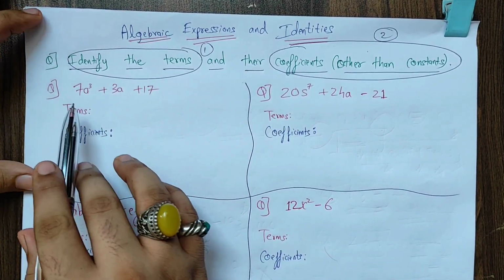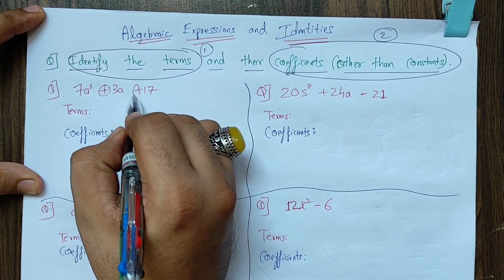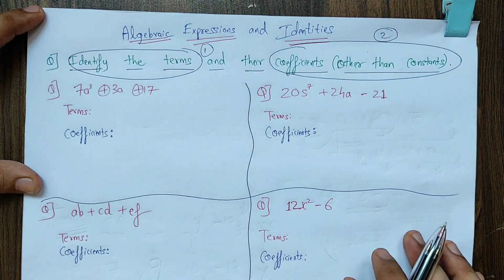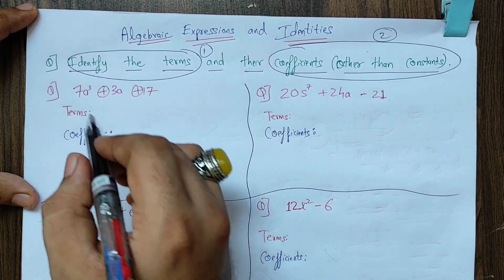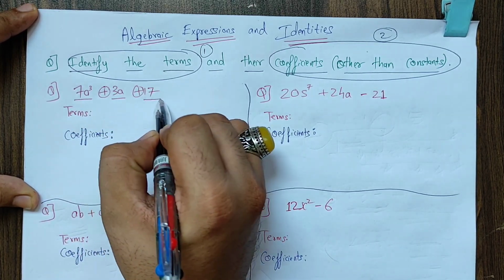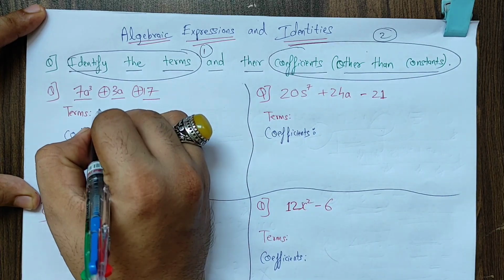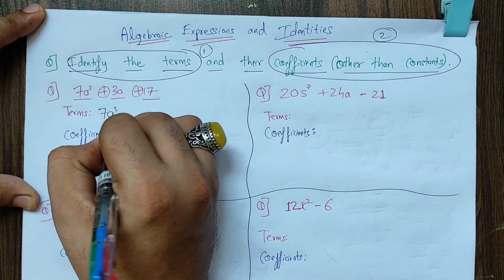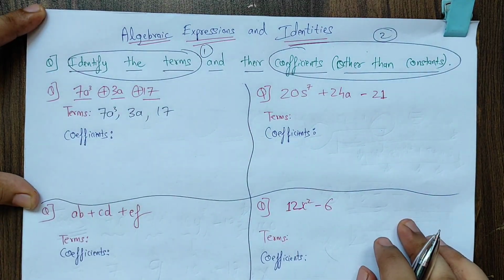The first question: 7a cube plus 3a plus 17. Here we can see there are plus symbols, and plus and minus symbols make terms. So 7a cube is one term, 3a is another term and 17 is another term. How many terms can we see over here? I can see 7a cube, 3a, 17. These three terms I can see over here.